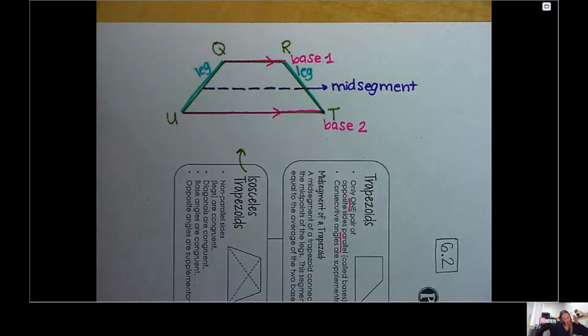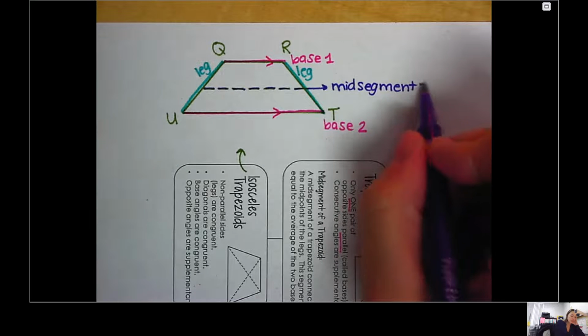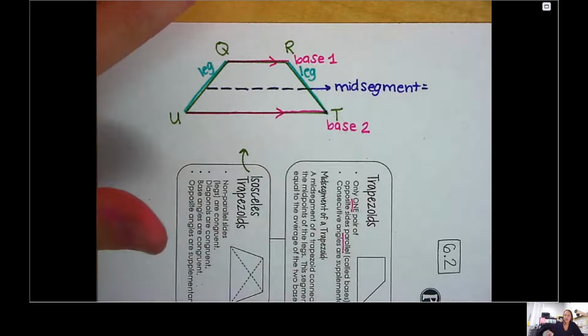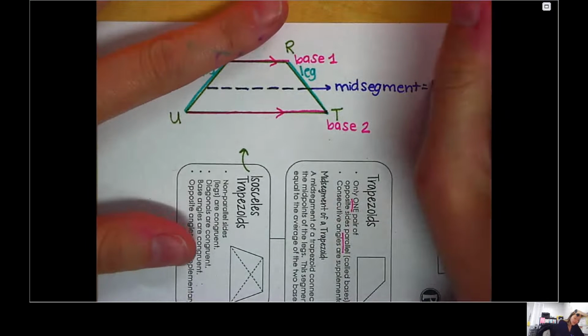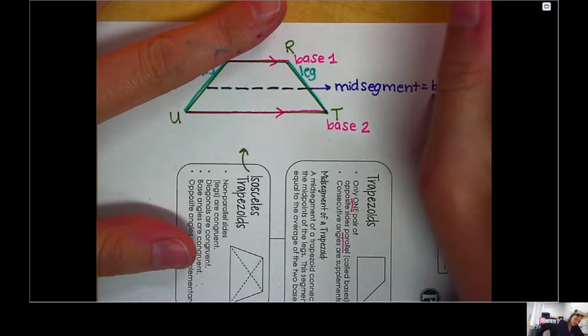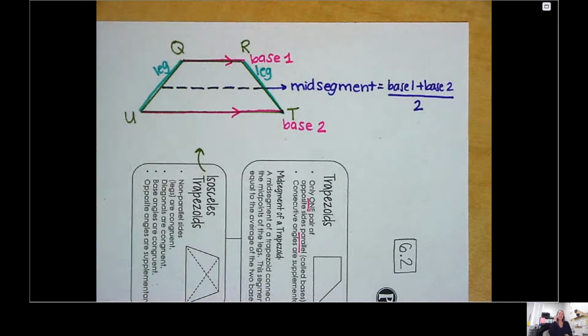To figure out the mid segment, it's essentially just the average of the two bases. In other words, you take the top base and the bottom base, you add them together, and then you divide by 2. So it's base 1 plus base 2, divided by 2. Again, just finding the average between the two bases will give you the mid-segment length.